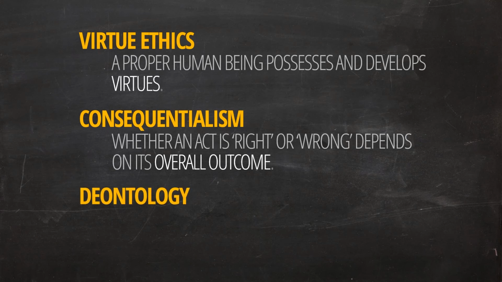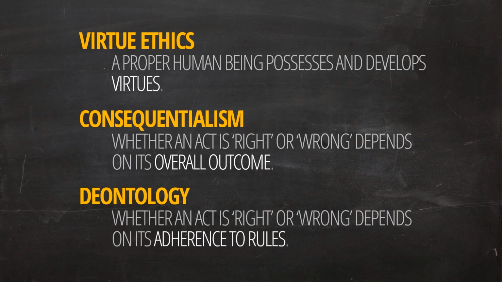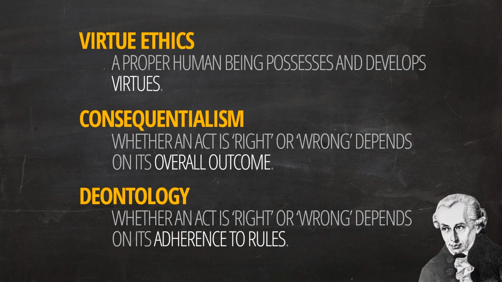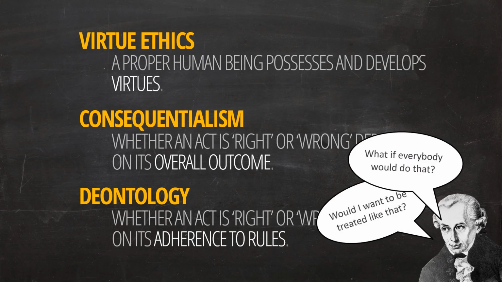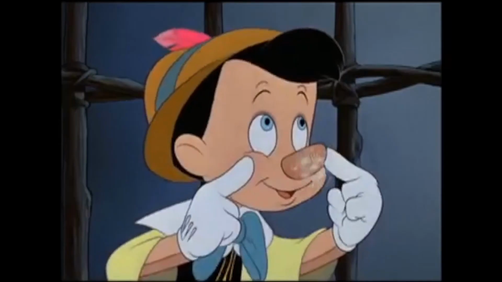The final and third branch is deontology. It states that rules determine whether an act is right or wrong. As a result, the difference between right or wrong depends on who makes the rules. Philosopher Immanuel Kant, for example, uses practical rules and asked himself questions such as these two. Would I like to be treated like this? And what if everybody would do that? So those are the three branches of ethics, but I'm sure that you could use an example to clear things up a little bit. So let's look at lying. How do these branches feel about lying?